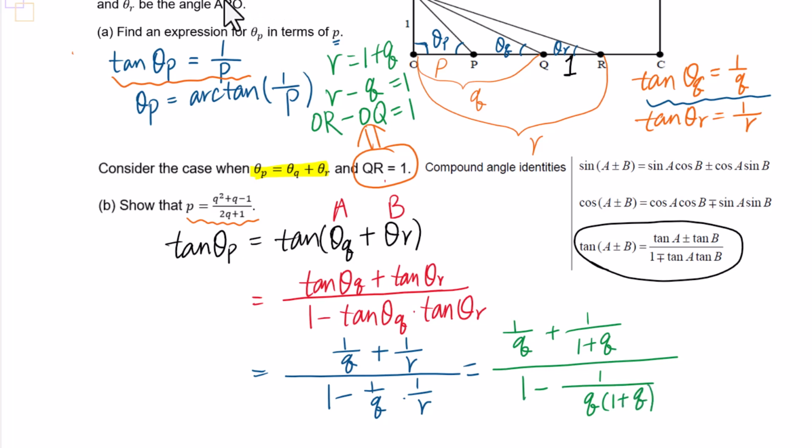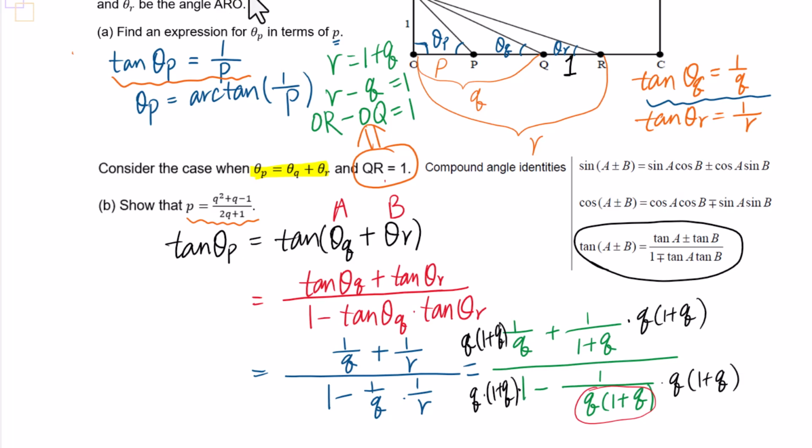This is a complex fraction. LCD is Q times 1 plus Q. Top and bottom, for each term, we will multiply by Q times 1 plus Q. Q times 1 plus Q times Q times 1 plus Q. Then Q times 1 plus Q times 1. Q times 1 plus Q. Then we reduce.